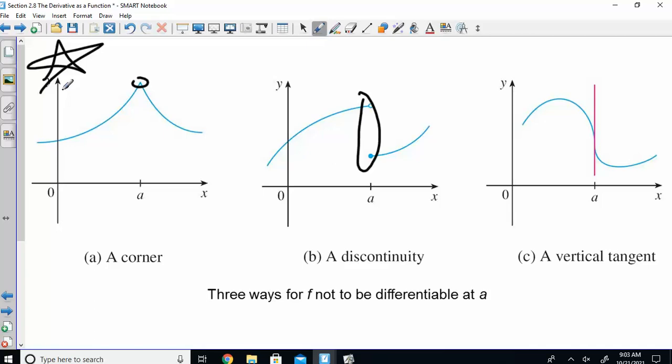Is there anywhere where there's a break in my graph? Is there anywhere where there's a sharp corner? Or do we have a vertical tangent line? Any questions here? No. All right.